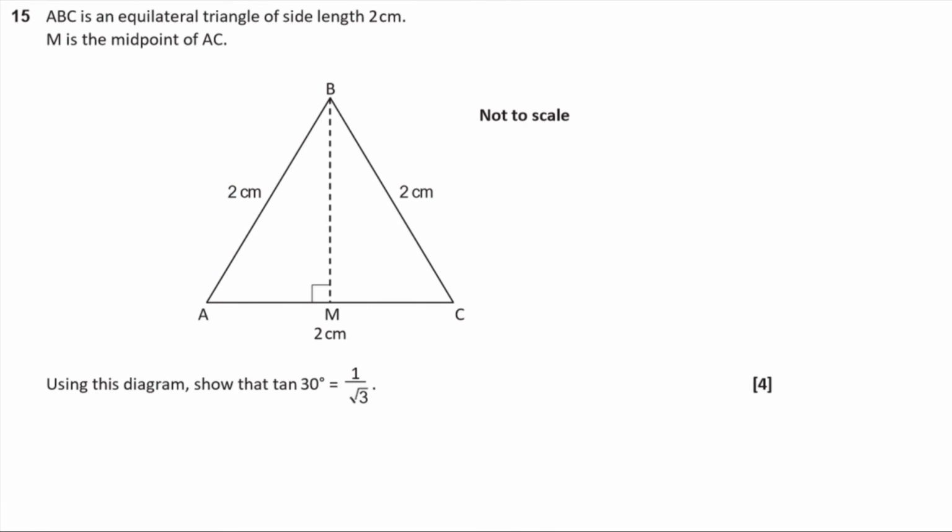Question 15. ABC is an equilateral triangle of side length 2 centimeters.